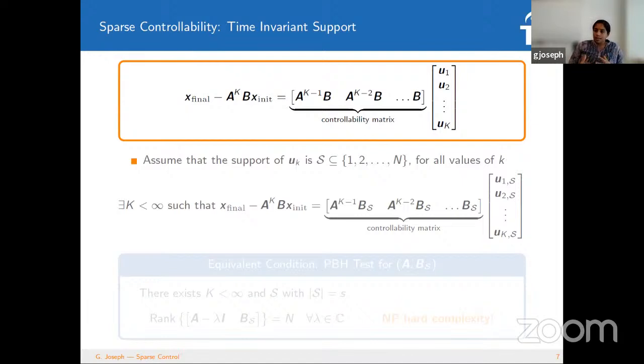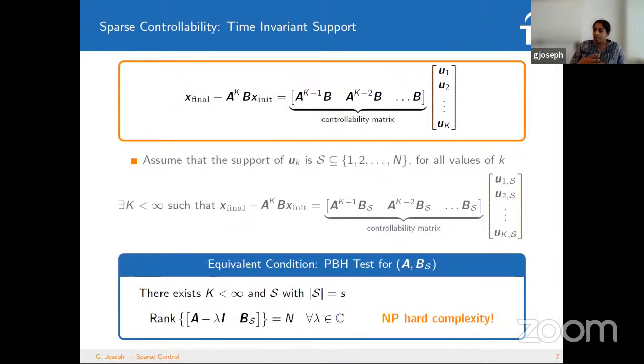So this particular condition is equivalent to the unconstrained case. So we can have a simple controllability test here. So what is a controllability test? The resulting system of equations (A, B_S) should be controllable. That's the result that we get.